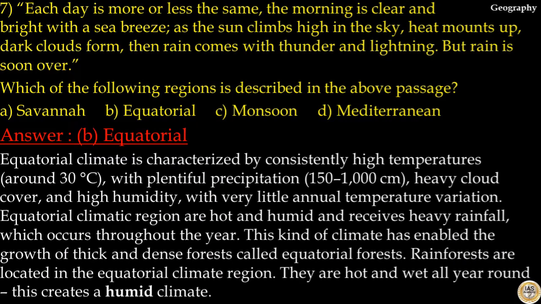Equatorial climate is characterized by consistently high temperatures with plentiful precipitation, heavy cloud cover and high humidity with very little annual temperature variation. Equatorial climatic conditions are hot and humid and receive heavy rainfall, which occurs throughout the year. This kind of climate has enabled the growth of thick and dense forests called equatorial forest. These rainforests are located in the equatorial climatic region. They are hot and wet all year round. This creates a humid climate. So, our answer to this question is option B.